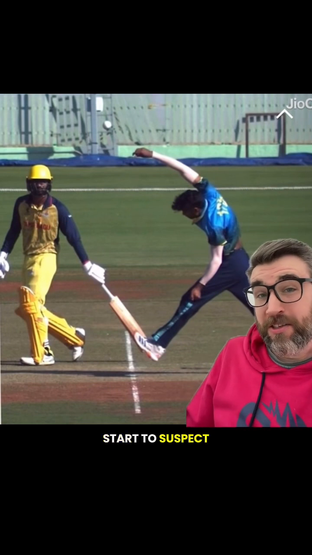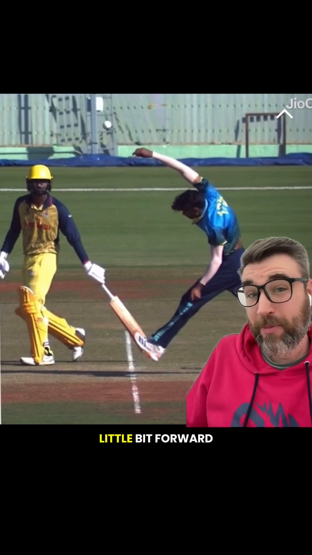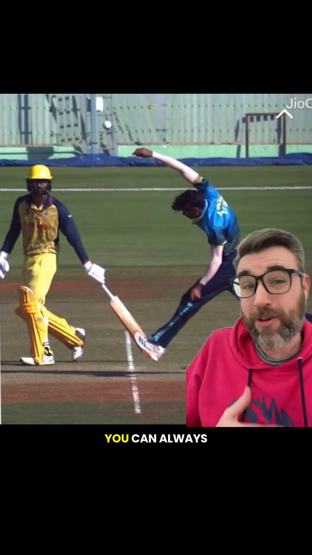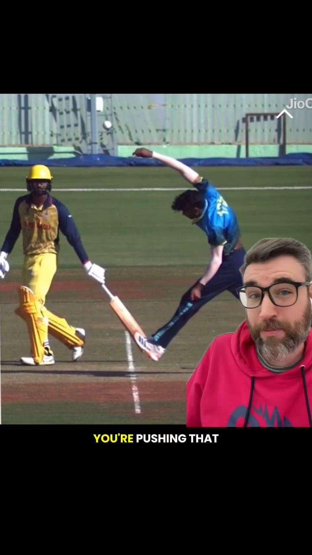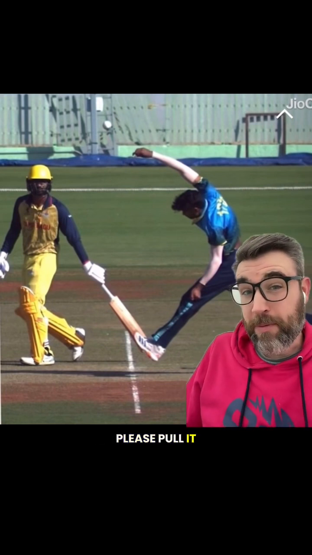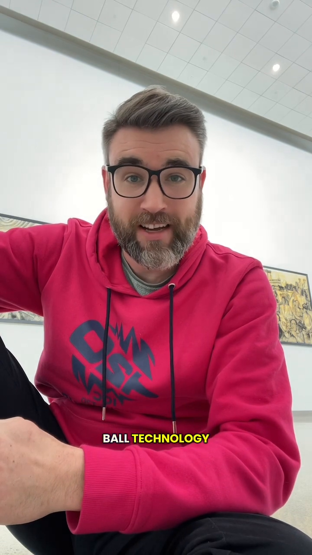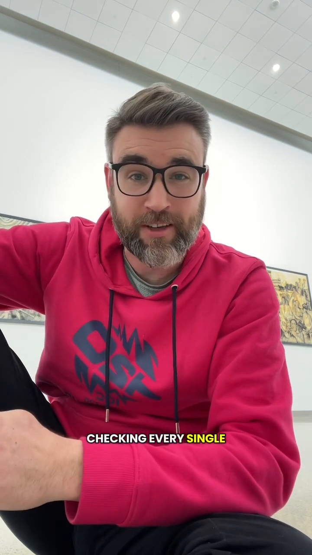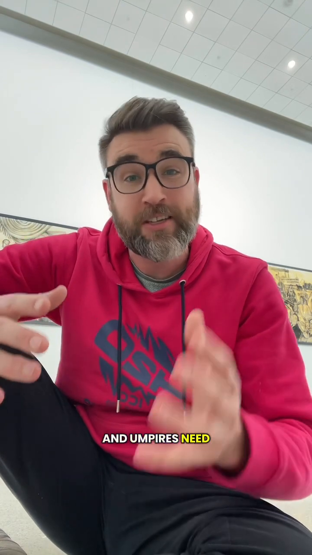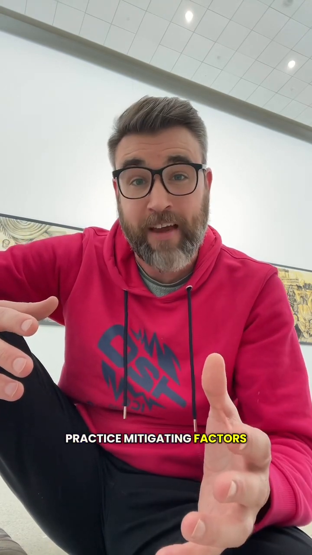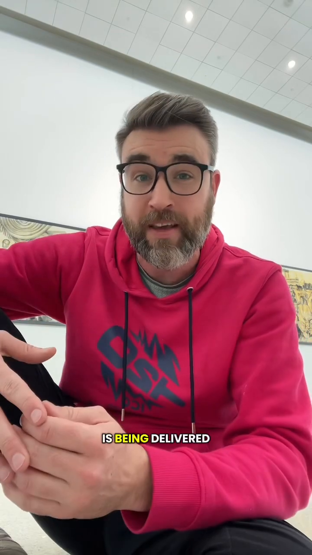And if you start to suspect that they're pushing that heel a little bit forward, you can tell them that. Remember, you can always go up to a bowler and say, hey, you're pushing that front foot a little bit. Please pull it back. Of course, in professional cricket these days, we often have television third umpires with automatic no ball technology who will be checking every single delivery to make sure that it's not a no ball. But even at high quality club and first class level, this technology is often not available, and umpires need to put into practice mitigating factors so that they make sure the ball is being delivered legally.